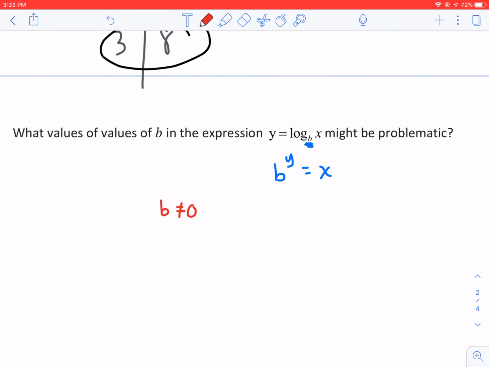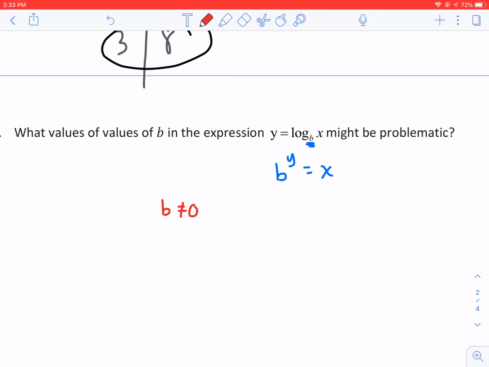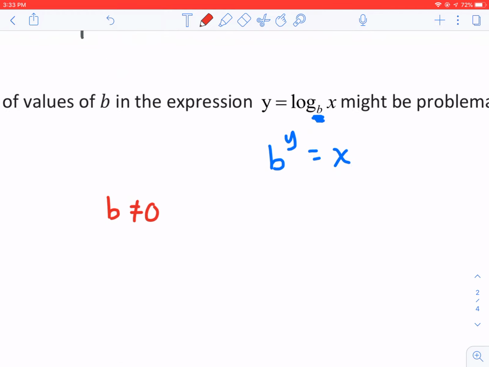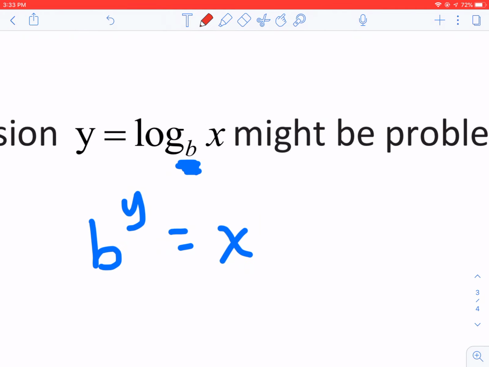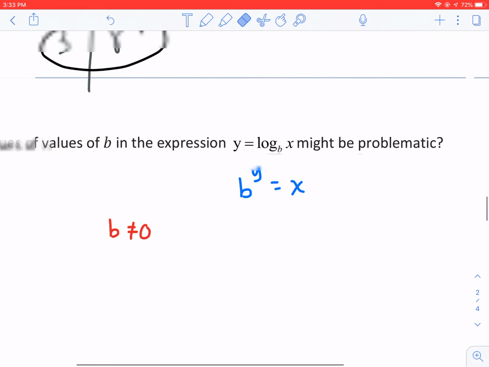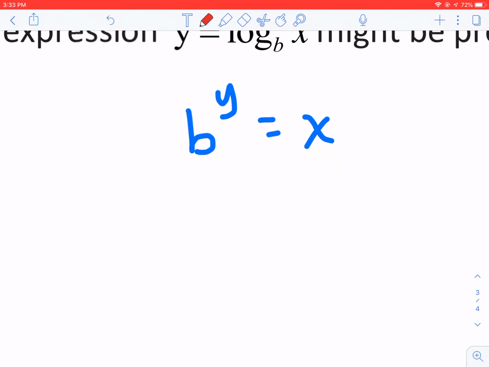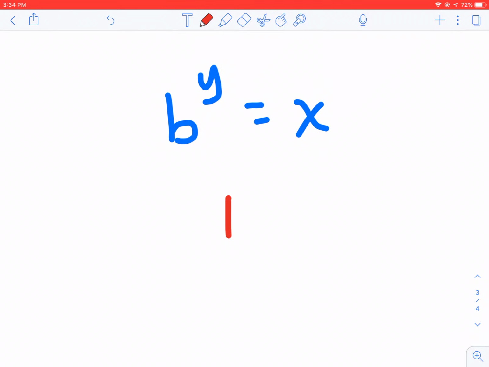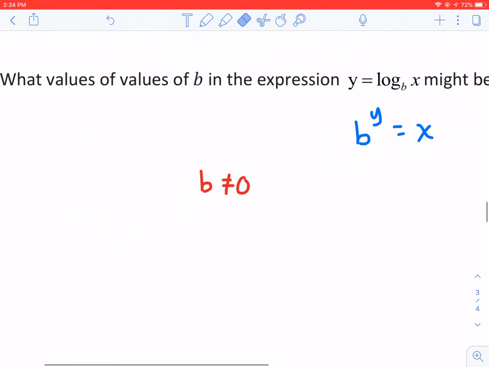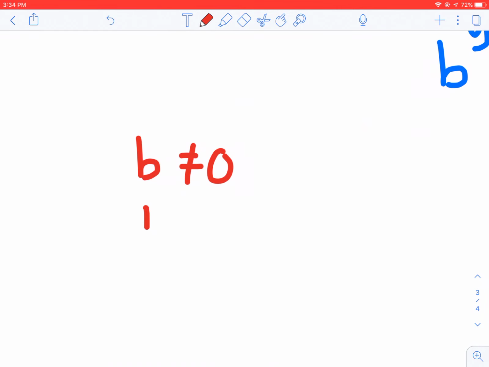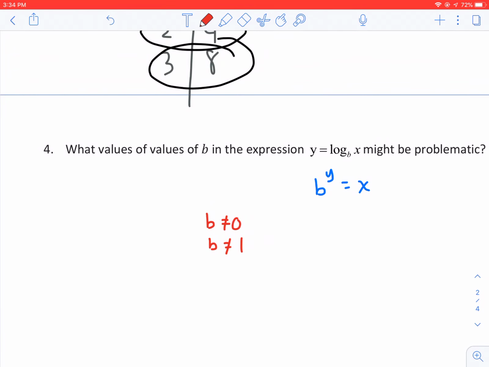I mean, technically b could be 0, but it's going to be problematic. Right? So we're not going to allow a base of 0 for our log function. All right? For the same reason, we're not going to have a base of 1. Because if we have 1 to the y power is equal to x, well, x is always just going to equal 1. Right? It's not interesting to consider this case where b is equal to 1. So we're also going to say b can't equal 1.